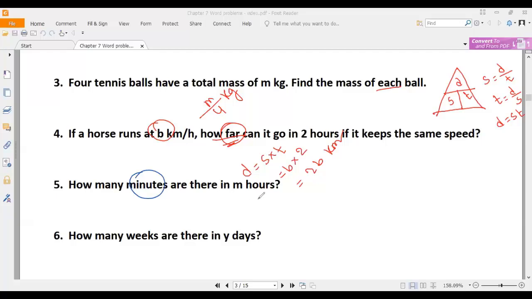Number 5 says, how many minutes are there in m hours? We know that 1 hour equals 60 minutes. So m hours will be 60 multiplied by m, so 60m minutes. Very simple. So if 1 hour equals 60 minutes, then m hours will be 60m minutes.